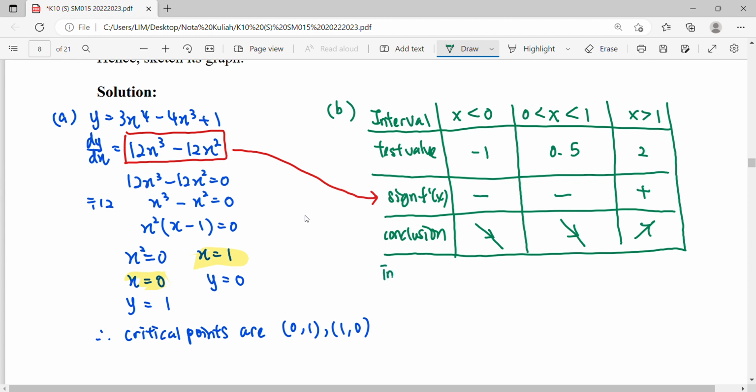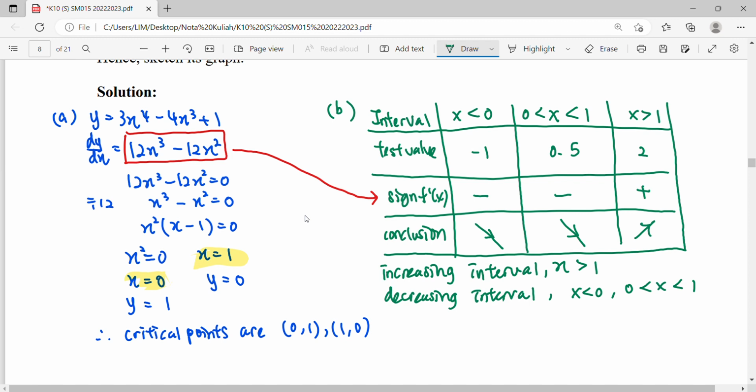Therefore, for increasing interval, it occurs at x more than 1. For decreasing interval, it occurs at x less than 0 and x between 0 and 1.